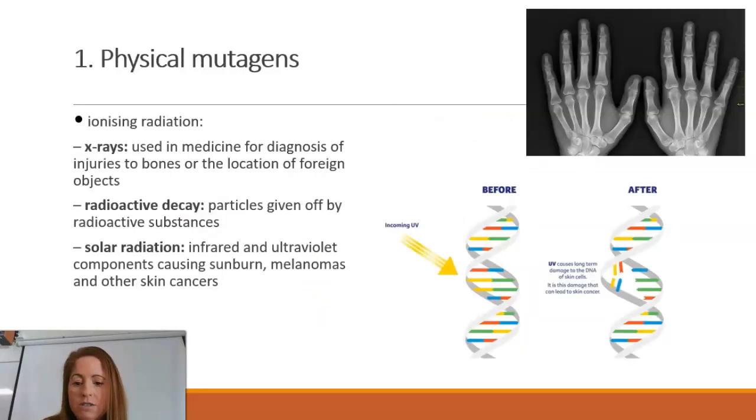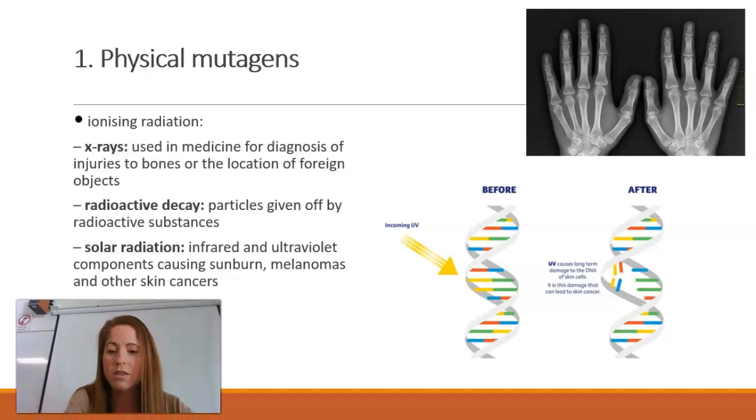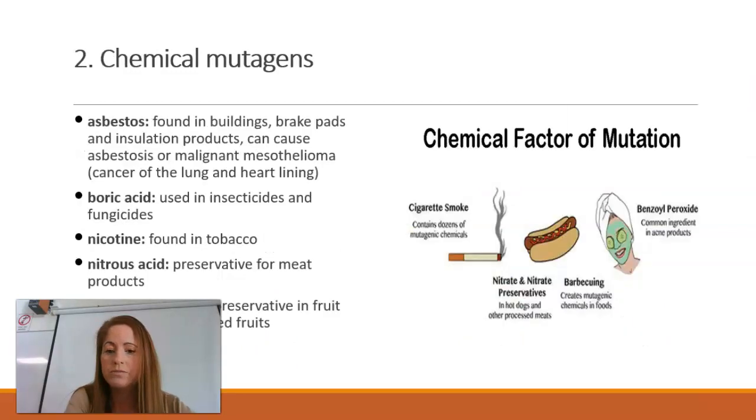So if we go through each of these, I'm not going to spend too much time on them, but just giving examples, any kind of physical mutagens or anything like ionizing radiation, X-rays, radioactive decay, so like from a power plant, and solar radiation, any of those can cause changes in the DNA, and those changes can lead to cancer in most cases, but they could also cause some other problems as well.